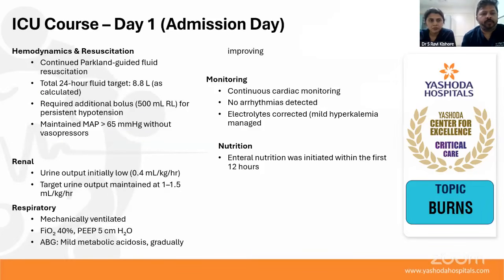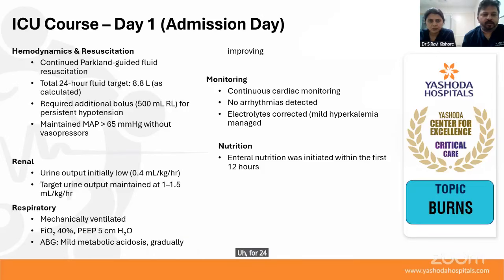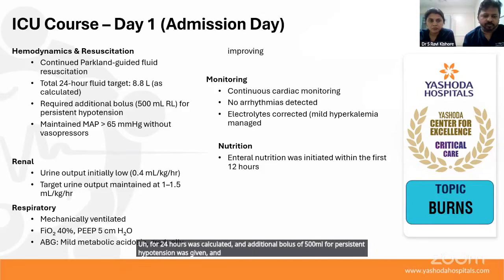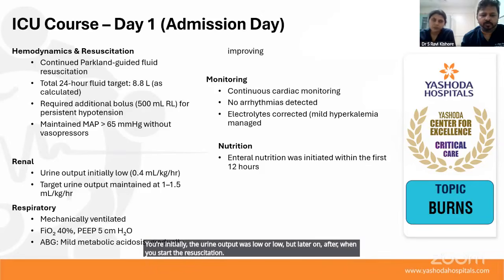So on day one, we continued with the Parkland guided fluid resuscitation. A total of 8.8 liters for 24 hours was calculated, and an additional bolus of 500 ml for persistent hypotension was given, and the MAP was maintained above 65 without any vasopressors. Initially the urine output was low, but after starting the resuscitation it improved, and the target urine output was maintained at 1 to 1.5 ml per kg per hour.